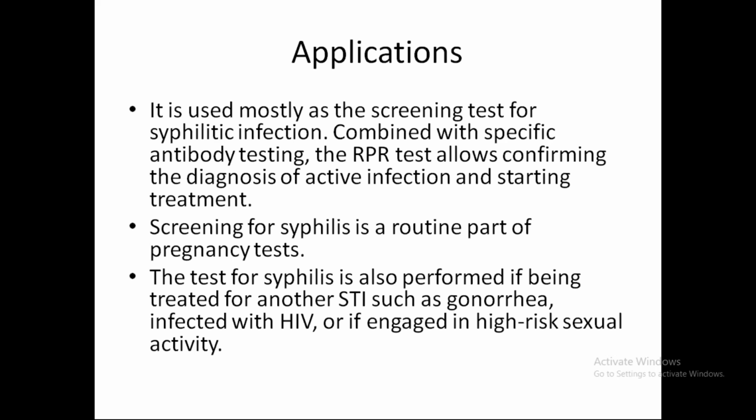Applications. It is used mostly as a screening test for syphilitic infection, combined with specific antibody testing. The RPR test allows confirmation of the diagnosis of active infection and starting treatment. Screening for syphilis is a routine part of pregnancy tests. The test for syphilis is also performed if being treated for any other sexually transmitted infections such as gonorrhea, HIV, or if engaged in high-risk behavior.